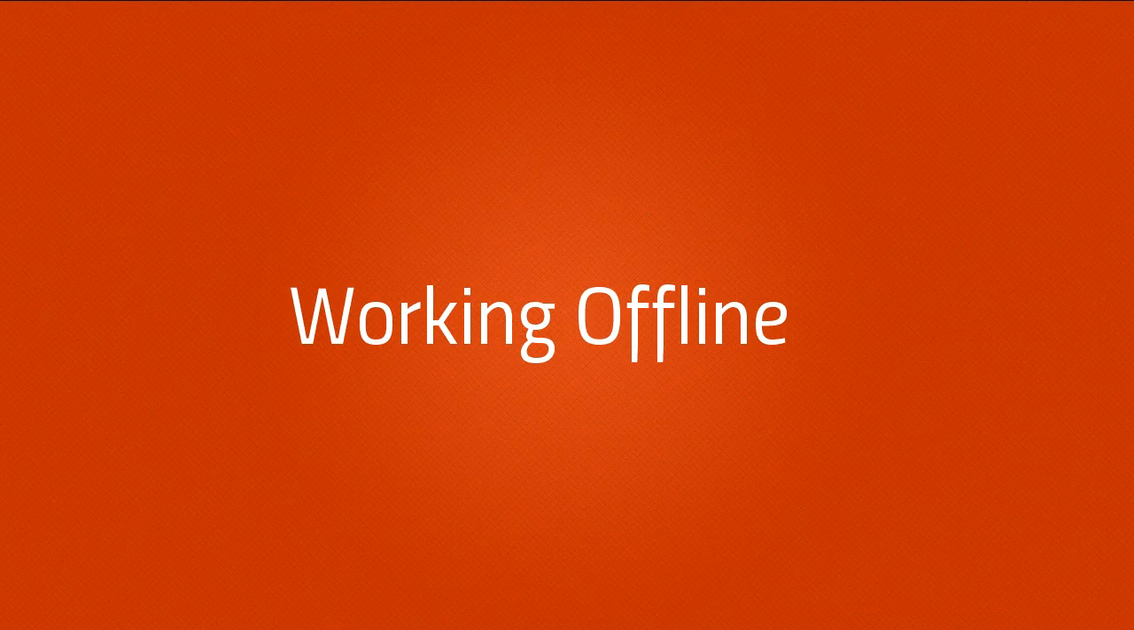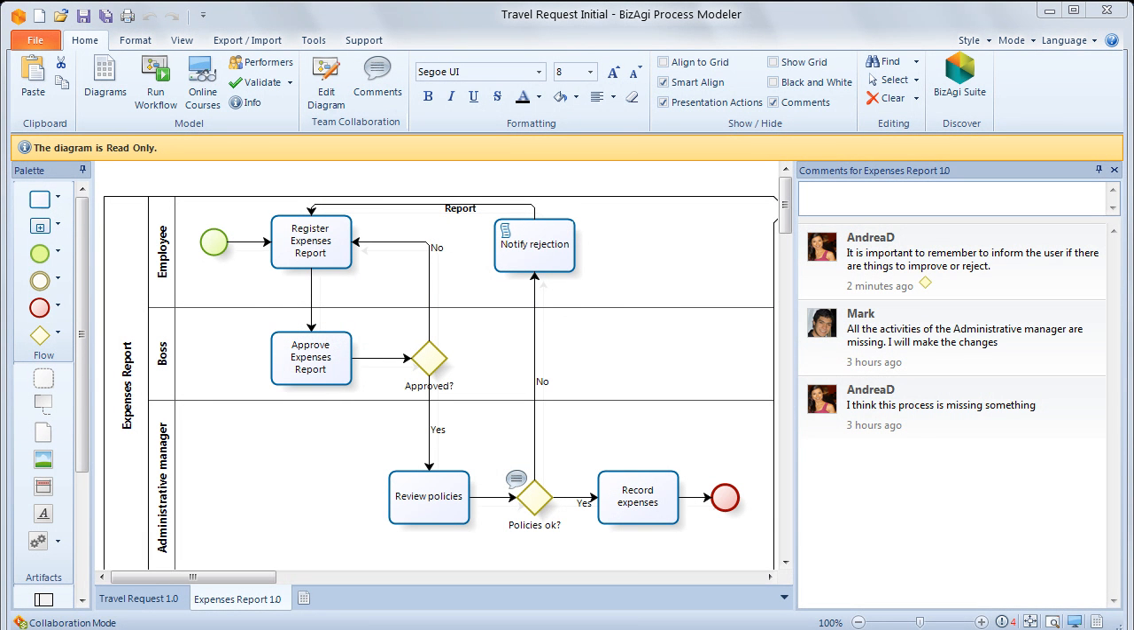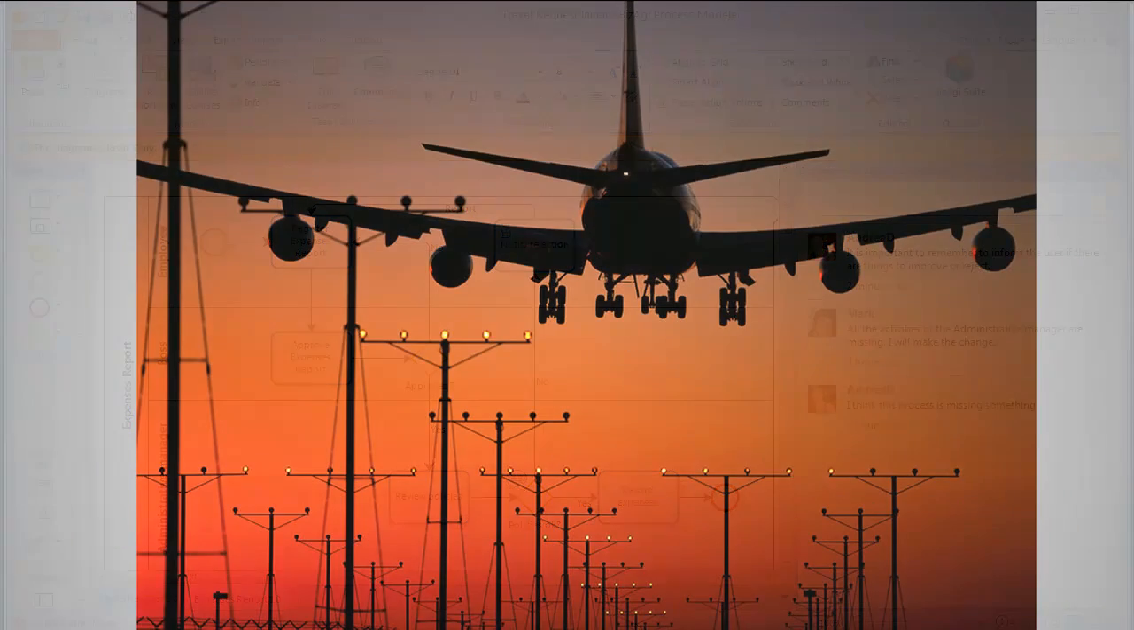Working offline. Users can also work offline in the collaboration models. In this case, Andrea is going on a business trip and will update the expenses report diagram on the plane.